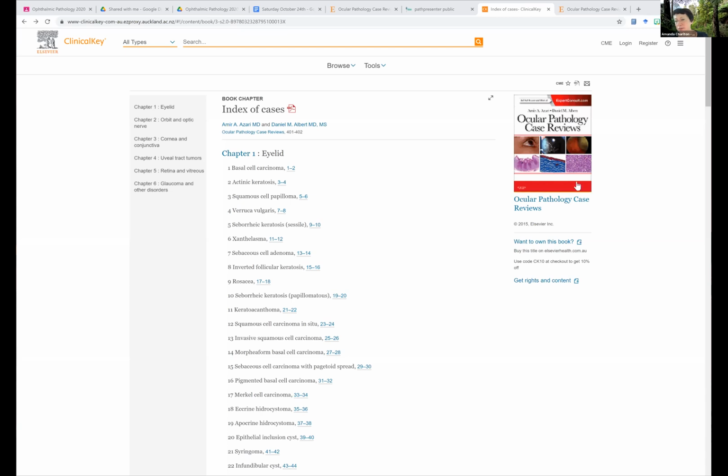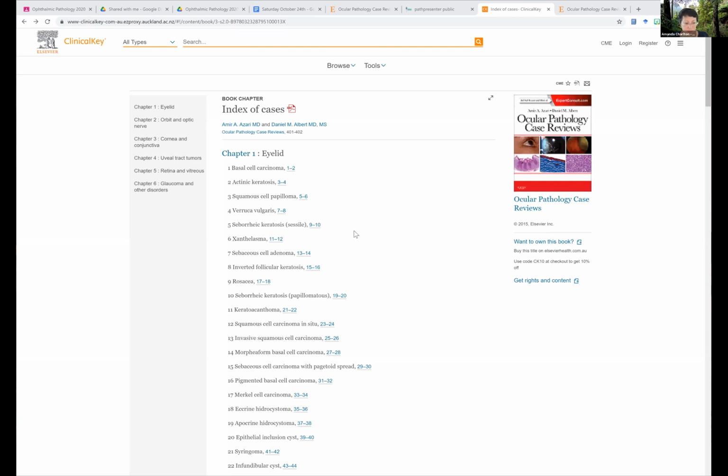Here's my index page. Okay, Ocular Pathology Case Review. Can you indicate if you are familiar with or have this book? Yes, no? Okay. Why is it good? Because it's just got one page per diagnosis, one photo, about 3 lines of text, and then a descriptive photo.